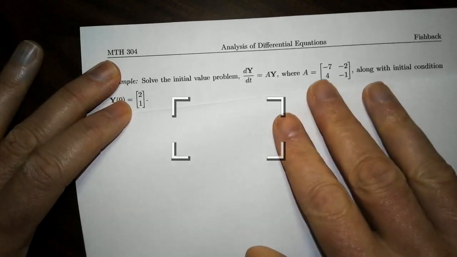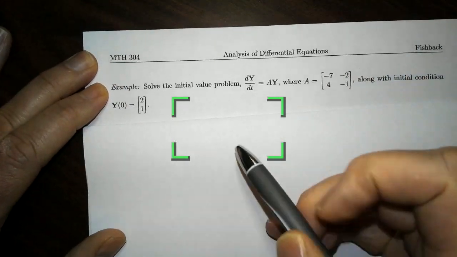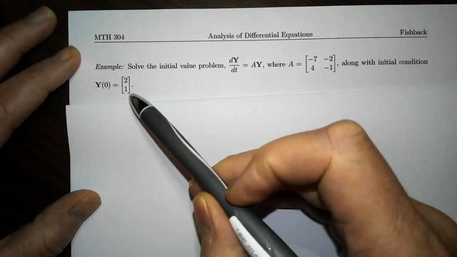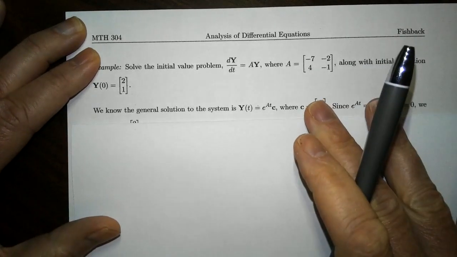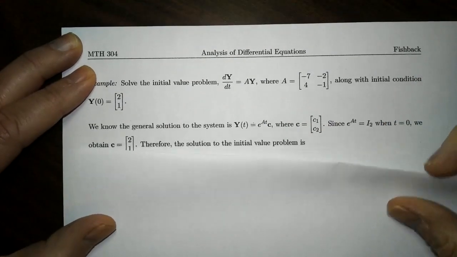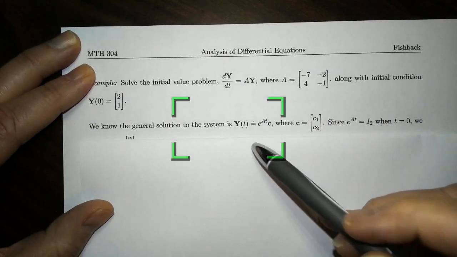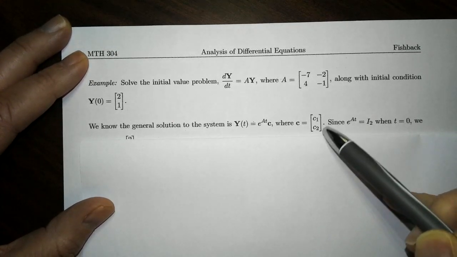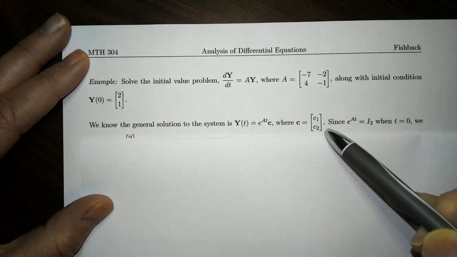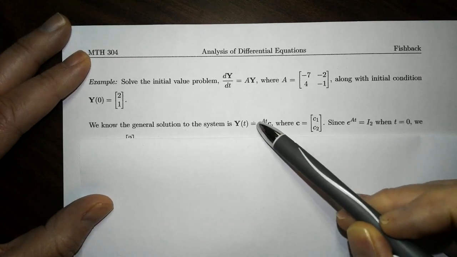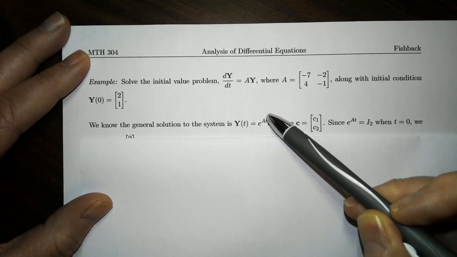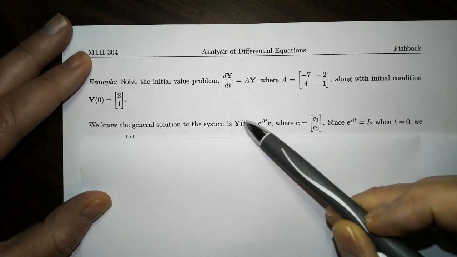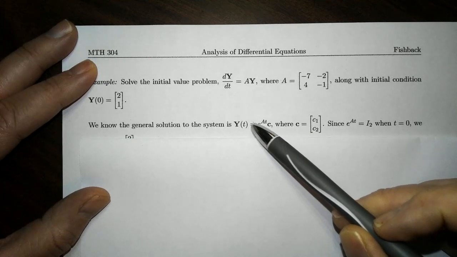Let's solve the initial value problem dy/dt equals Ay, where A is the matrix we just had, and we're going to use the initial condition 2, 1. We know that a general solution to the system, which we showed before, is e to the At times the vector C, which is made up of constants c1 and c2. Now recall that e to the At, we know how to compute now. That's a 2 by 2 matrix, and C is just a 2 by 1 vector, so this actually is a 2 by 1 vector.